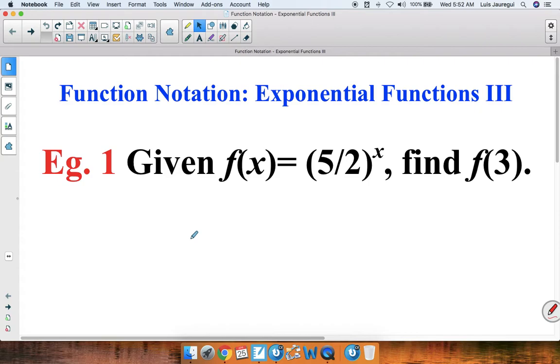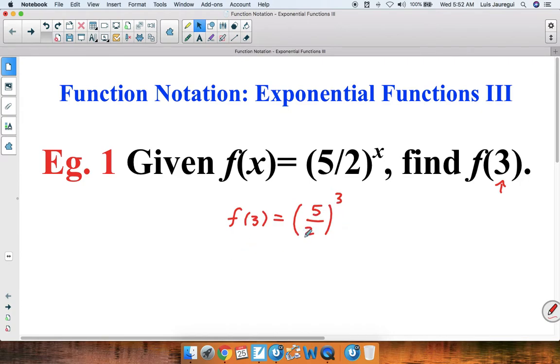Example 1. Given f of x is equal to 5 halves to the x, find f of 3. So notice, your input value happens to be 3. So let's substitute that in wherever we see an x. Thus we get f of 3 is equal to 5 halves to the third power, or 5 halves cubed.